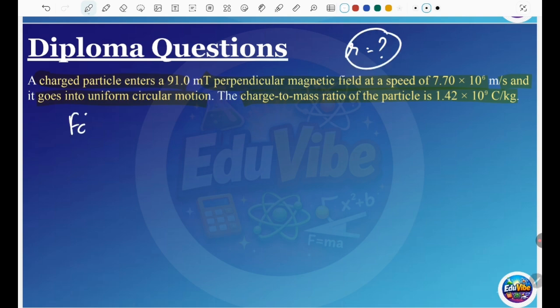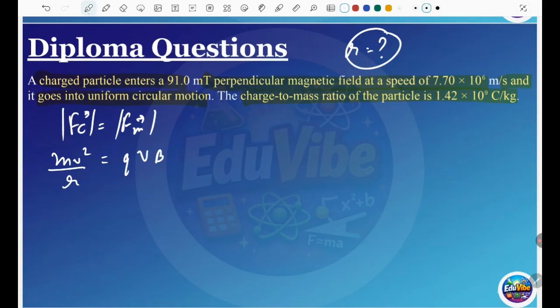So we have a circular motion, where the circular force is equal to the magnetic force. Circular force is equal to mv squared upon r. This formula is not on your formula sheet, so you have to memorize it. And this is qvB. From here, one v is cancelled with the other v. We'll have mv upon r is equal to q times the magnetic field.